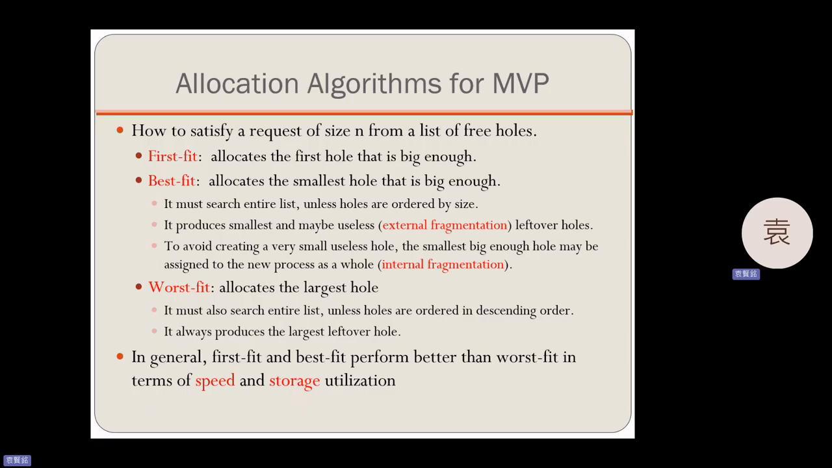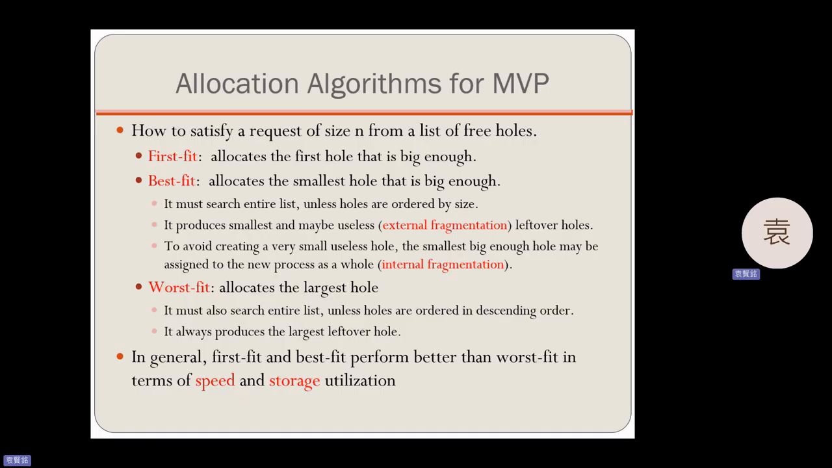So whenever a size n process comes in, we need to allocate a free partition which is big enough. The allocation may be decided, for example, by how the list is maintained, according to the location or according to the size. First fit means you search this free list and allocate the first hole which is big enough. Best fit is you allocate the smallest hole that is big enough.